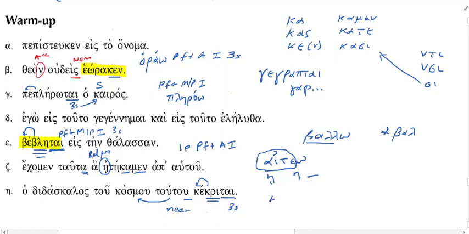Kri is from krino. Exactly. What does krino mean? To judge. So how would we translate this as a perfect and a passive verb? Has been judged.